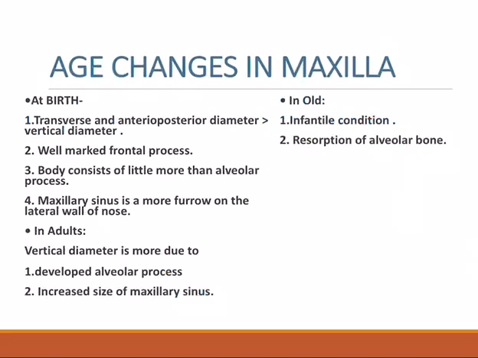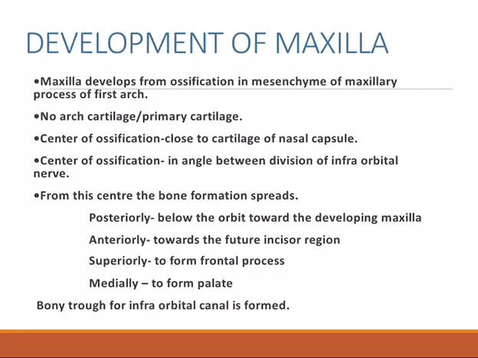Age changes in maxilla. We see some of the changes in maxilla. At birth, the transverse and anteroposterior diameters are greater than the vertical diameter. There is a well-marked frontal process. The body consists of little more than the alveolar process. The maxillary sinus is a mere furrow on the lateral wall of the nose. In adults, the vertical diameter is greater due to the developed alveolar process and increased size of the maxillary sinus. In old age, there is an infantile condition and resorption of alveolar bone.